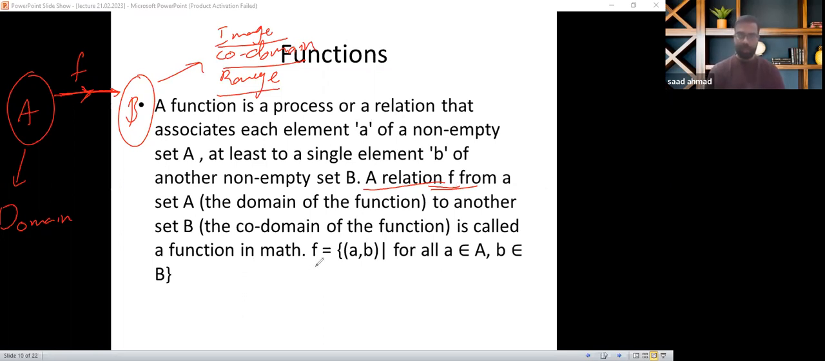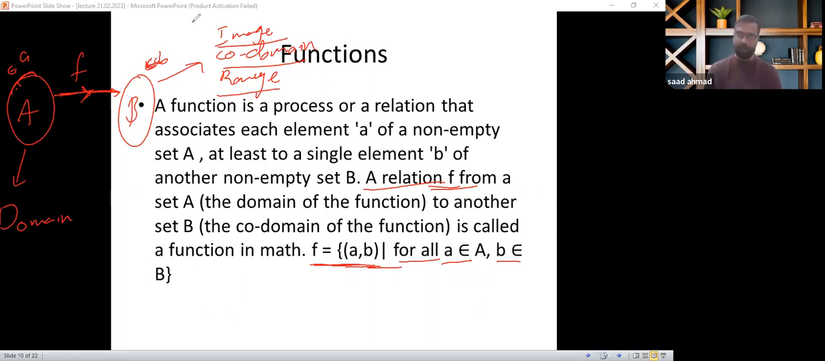Okay, so let's say we write a function from set A to set B, such that for all small a that are elements of the input set A, and the b are the members that belong to the bigger set B.